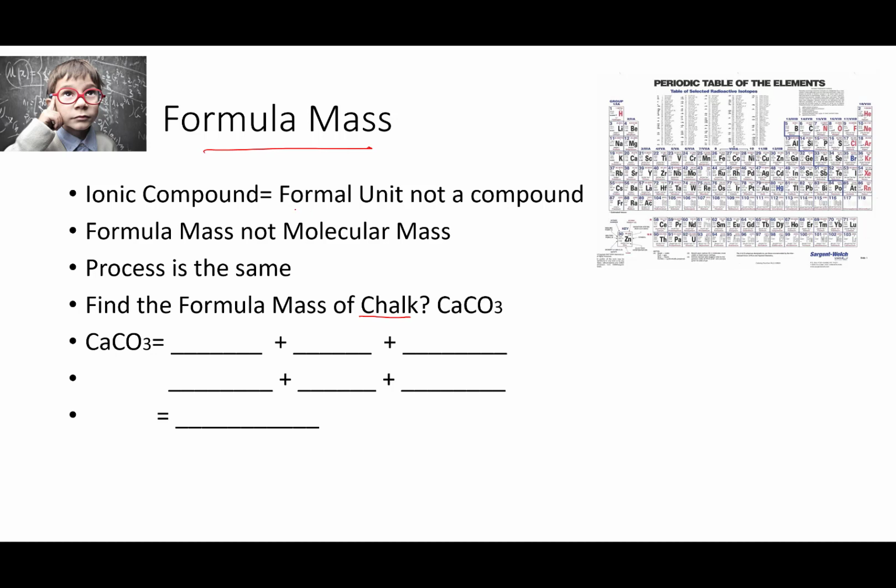Now, why did the name change from molecular mass to formula mass? If you recall, when we were talking about ionic and covalent compounds, the smallest piece of an ionically bonded compound is called a formula unit, and the smallest piece of a covalently bonded compound is called a molecule.